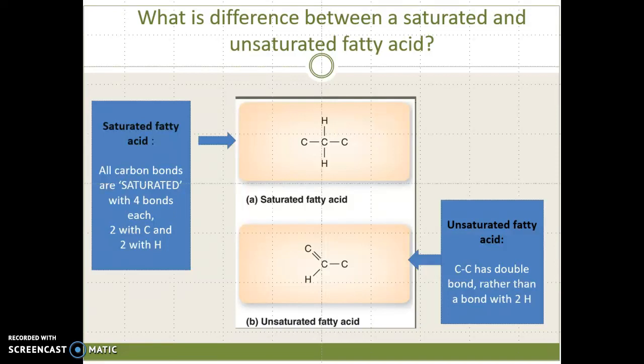So you've probably heard of the monounsaturated fatty acids, like olive oil as an example, or a polyunsaturated fatty acid would be like corn oil or soybean oil, a lot of the oils that we're familiar with. So that's the difference between those.